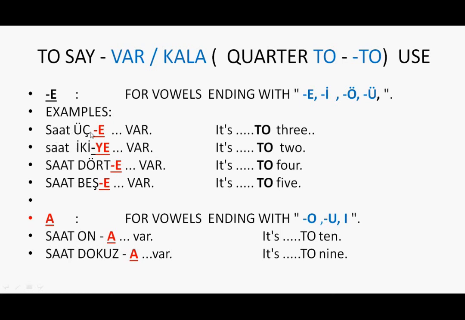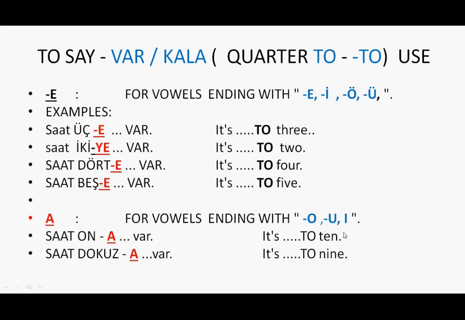Saat 3'e blah blah var. Saat 2'ye blah blah var. Saat 4'e blah blah var. Saat 5'e blah blah var. Guys, I didn't tell the time here. You can complete it with any of them. It's up to you. So let's see the other vowels ending with O, U.